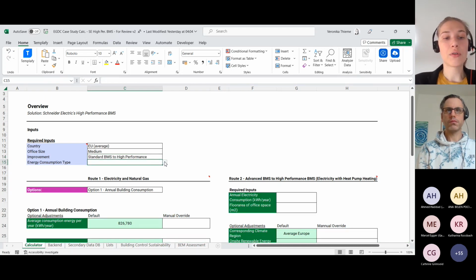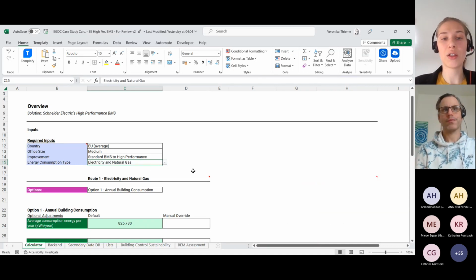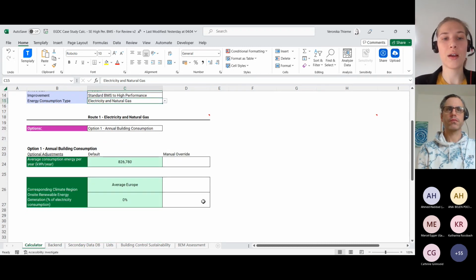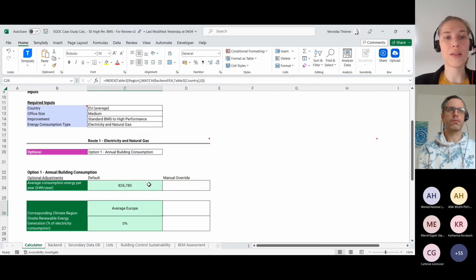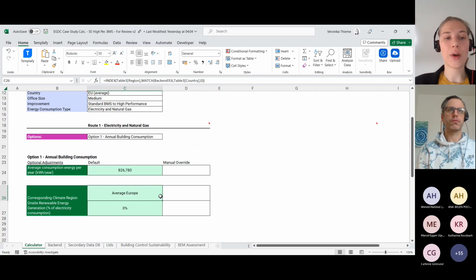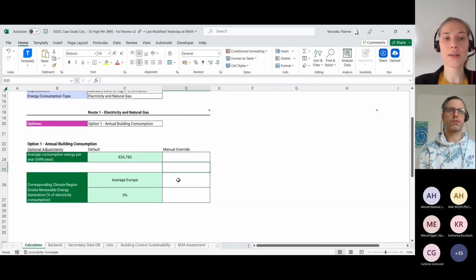And then for each, it also allows you to select the energy consumption type and the route that you're using to calculate the savings. So when comparing it to the standard BMS system, the only route that's available is this route 1, which uses the modeled archetype data. So it then essentially pulls through some default average consumption per year figures. It pulls through obviously the allocated climate region, as well as the assumed on-site renewable energy generation, which is by default at 0%. But all of these variables, again, allow for a manual override if that is something that you would want to look at.